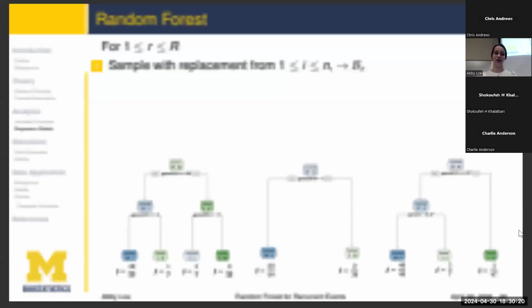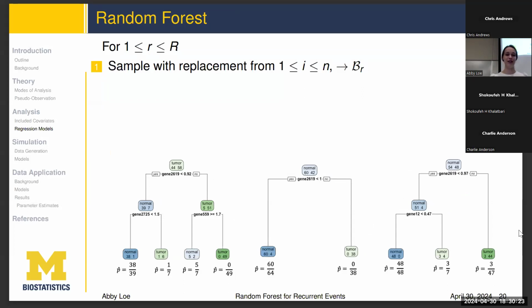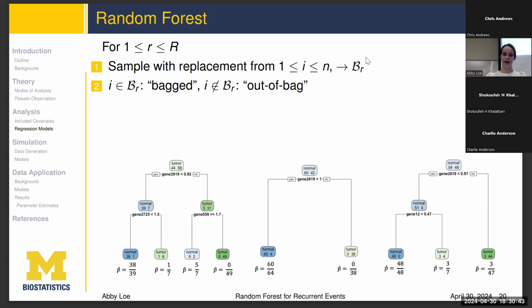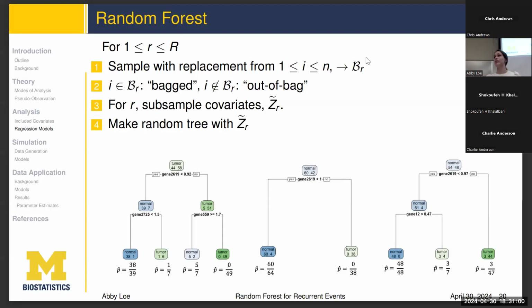So if 1 is good, we're going to actually do 500 and call it a random forest. For each of our potential replicates, from 1 up to capital R, up to 500, we're going to sample with replacement from our observations. These go into something called our bootstrap for replicate R. Observations in BR are called bagged. Observations outside of BR are called out of bag. And then for each of our replicates, we subsample covariates out of all of the possible covariates that we have, and then we make our random tree.